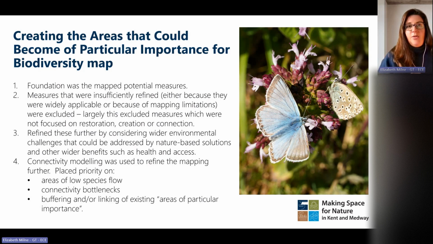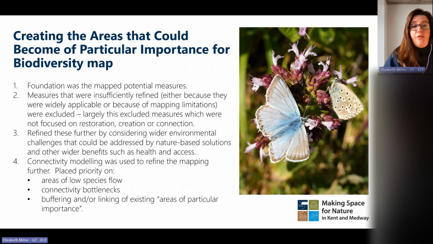So we then had to select which of the potential measures maps would actually be used as the foundation. Measures that were insufficiently refined, whether because they related to more broadly, more widely applicable measures, or because of the limitations that we had in mapping, were excluded. Largely this related to measures that were not focused on restoration, creation or connection. Our understanding is that a lot of the funding that is likely to be made available will relate to these restoration, creation and connectivity actions. So it's not envisaged that the exclusion of this management side of things will reduce the ability to achieve funding for any action being taken in a county.